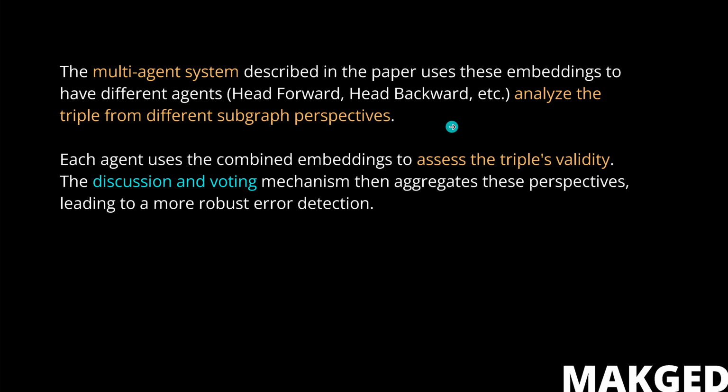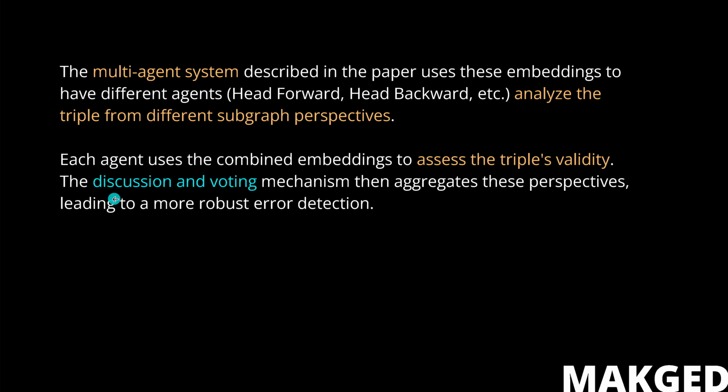And now we can do something beautiful. Yes, we have up until now missed here the multi-agent system, but now we bring in 4 agents. And now those agents here, head forward, head backward, whatever you call them, doesn't matter, analyze now this particular triplet of information from different subgraph perspectives. What a simple but beautiful idea. Each agent uses now the combined embeddings, the structural embeddings and the contextualized embeddings, to assess the triple's validity.